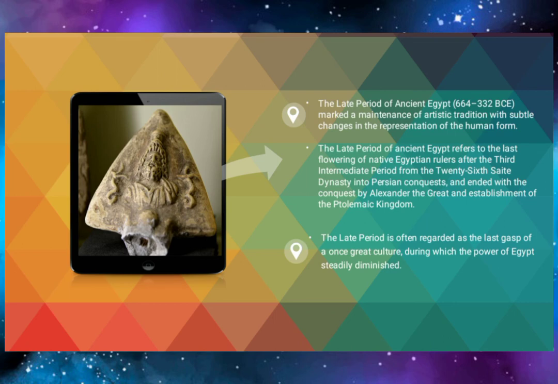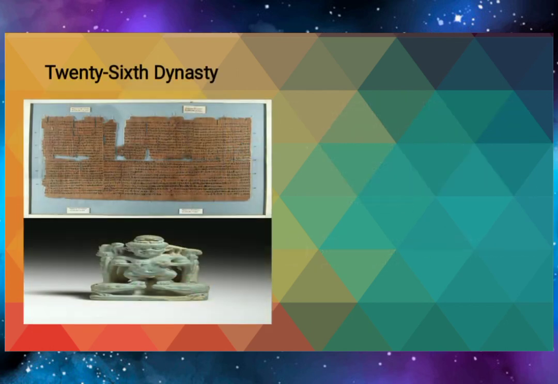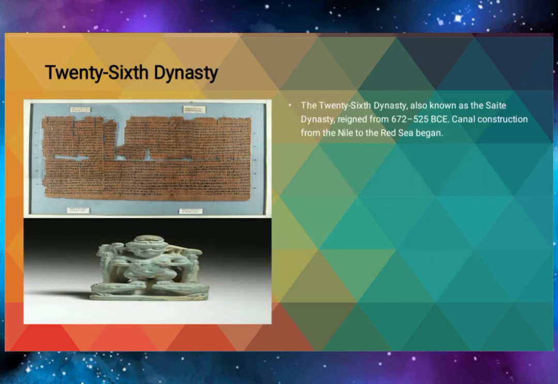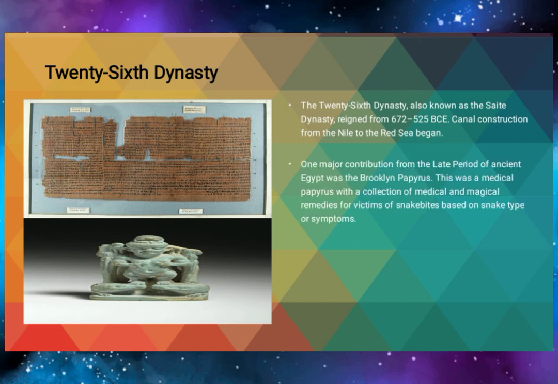So the 26th dynasty, also known as the Saite dynasty, reigned from 672 to 525 BCE. Canal construction from the Nile to the Red Sea began. So one major contribution from the late period of ancient Egypt was the Brooklyn papyrus. So this was a medical papyrus with a collection of medical and magical remedies for victims of snake bites based on snake type or symptoms. So next, artwork during this time was representative of animal cults and animal mummies.